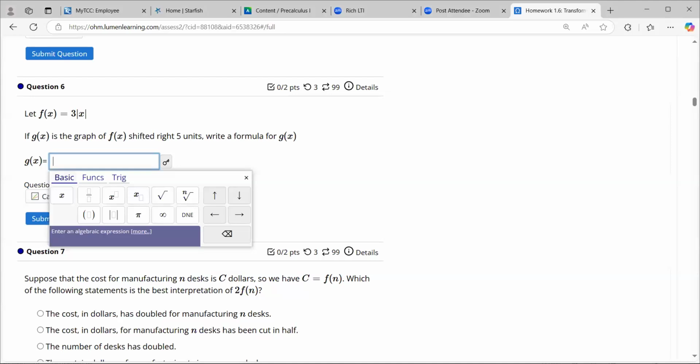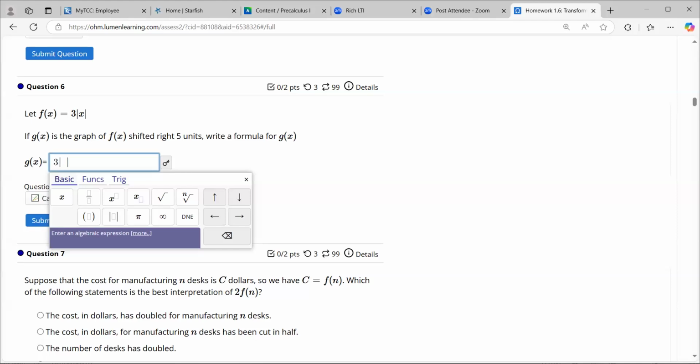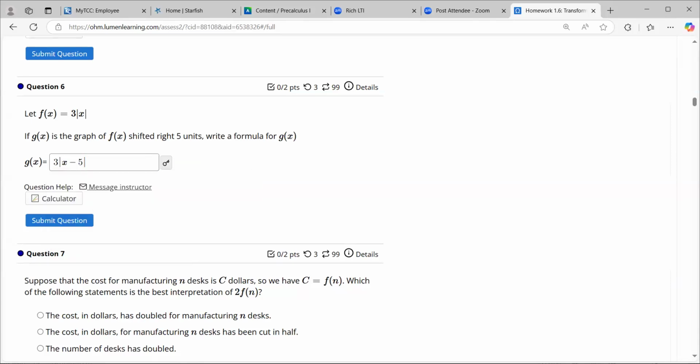So we have 3, absolute value is right here. You don't have to type. So it is x minus 5. If you minus a number from variable x, the graph shifts to the right. If you add 5 to the variable x, the graph should shift to the left. Here, shifted to the right, so we minus 5.